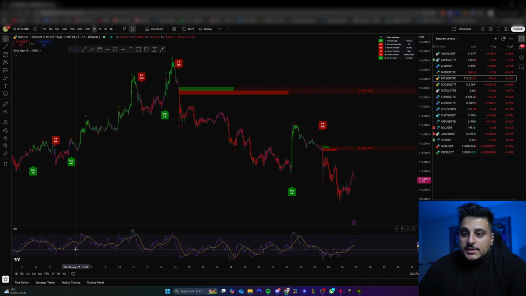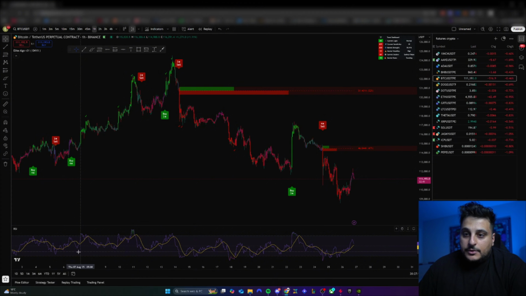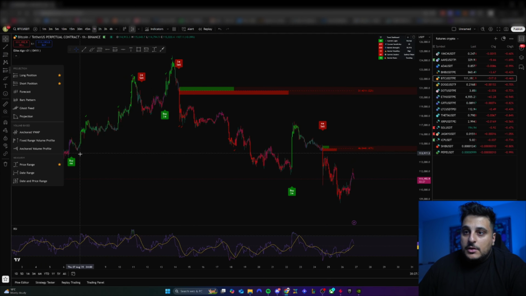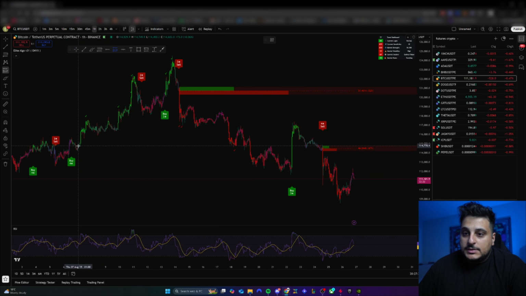Once the price retraces and we see, this is very important over here, that the RSI line goes over the half line and then comes back towards the retracement, this is when we enter. So we want to make sure that the purple line goes above or below the RSI and then crosses back above or below the RSI middle line over here.